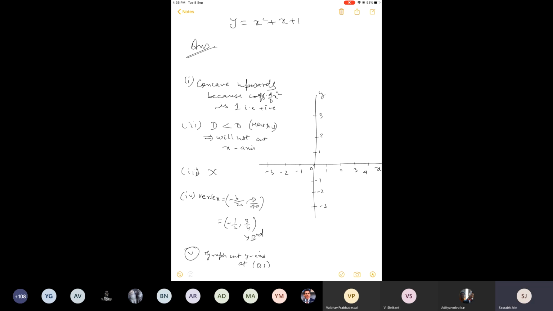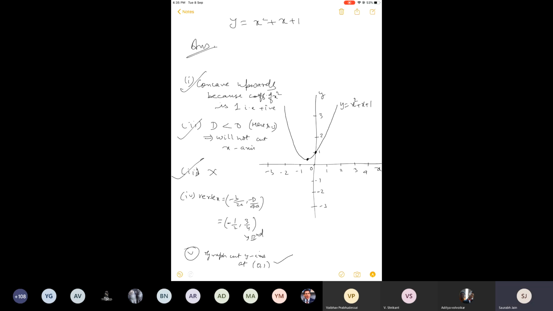That is enough. Mouth upwards, will not cut the x-axis, no roots. Vertex is minus half comma 3 by 4. See, this is the graph of y equals x square plus x plus 1. Mouth is upward. First point, it will not cut the x-axis, you can see it is not cutting the x-axis. Third point not valid. Fourth is the vertex, which is in the second quadrant. See this point, this dot, this will be minus half comma 3 by 4. And the last part, the graph cuts the y-axis at 0 comma 1. It is here. Okay, so it is simple.